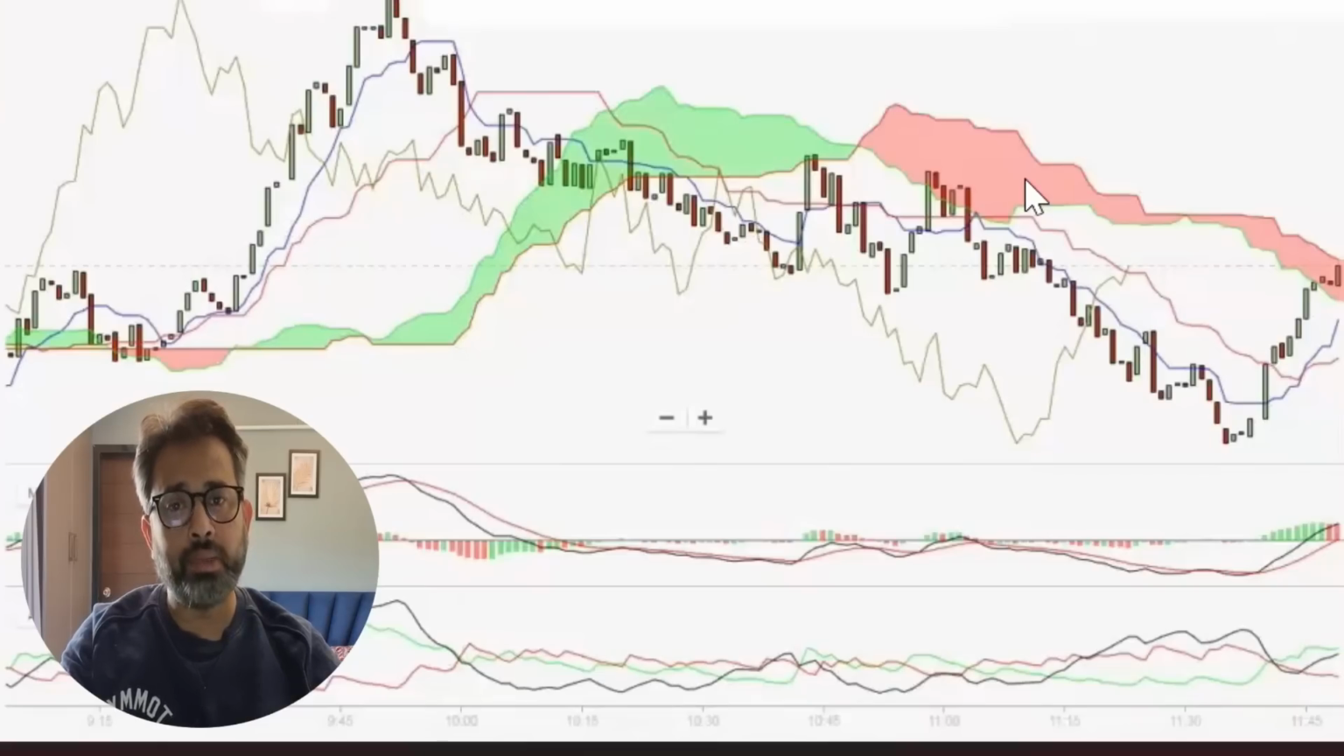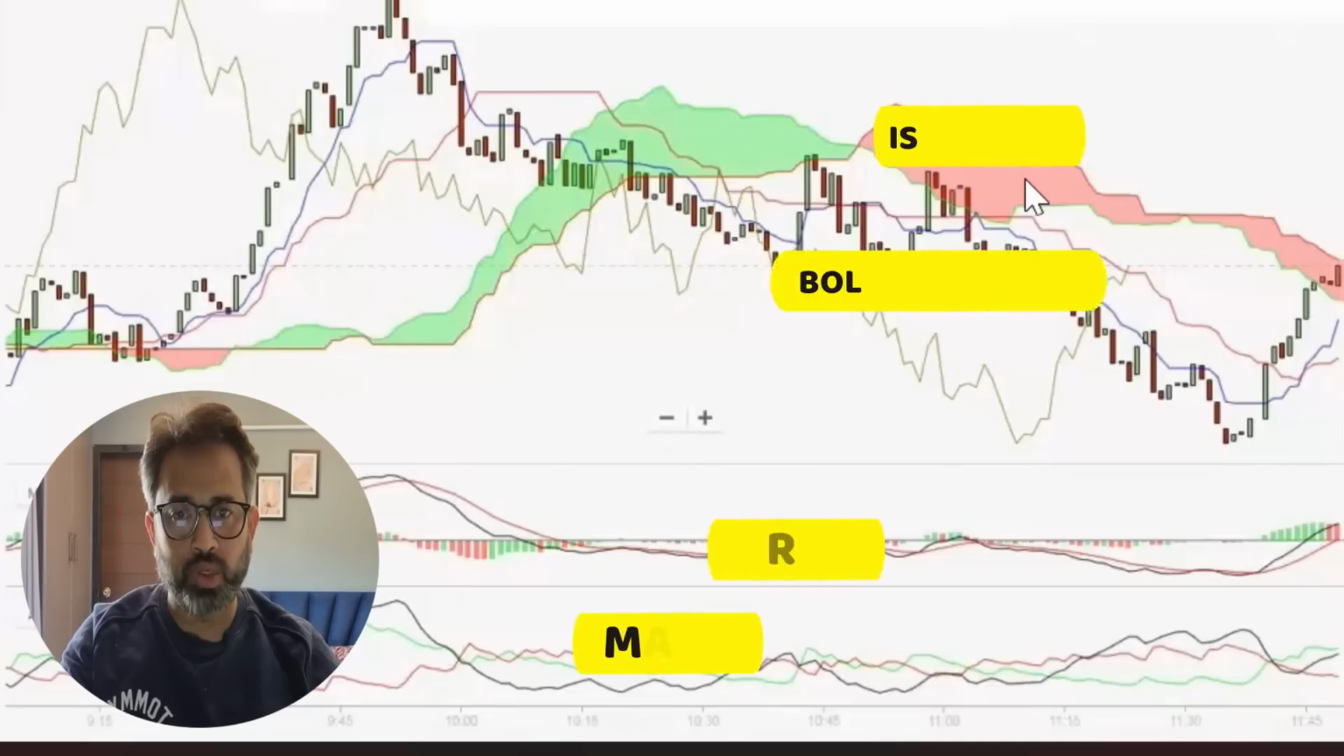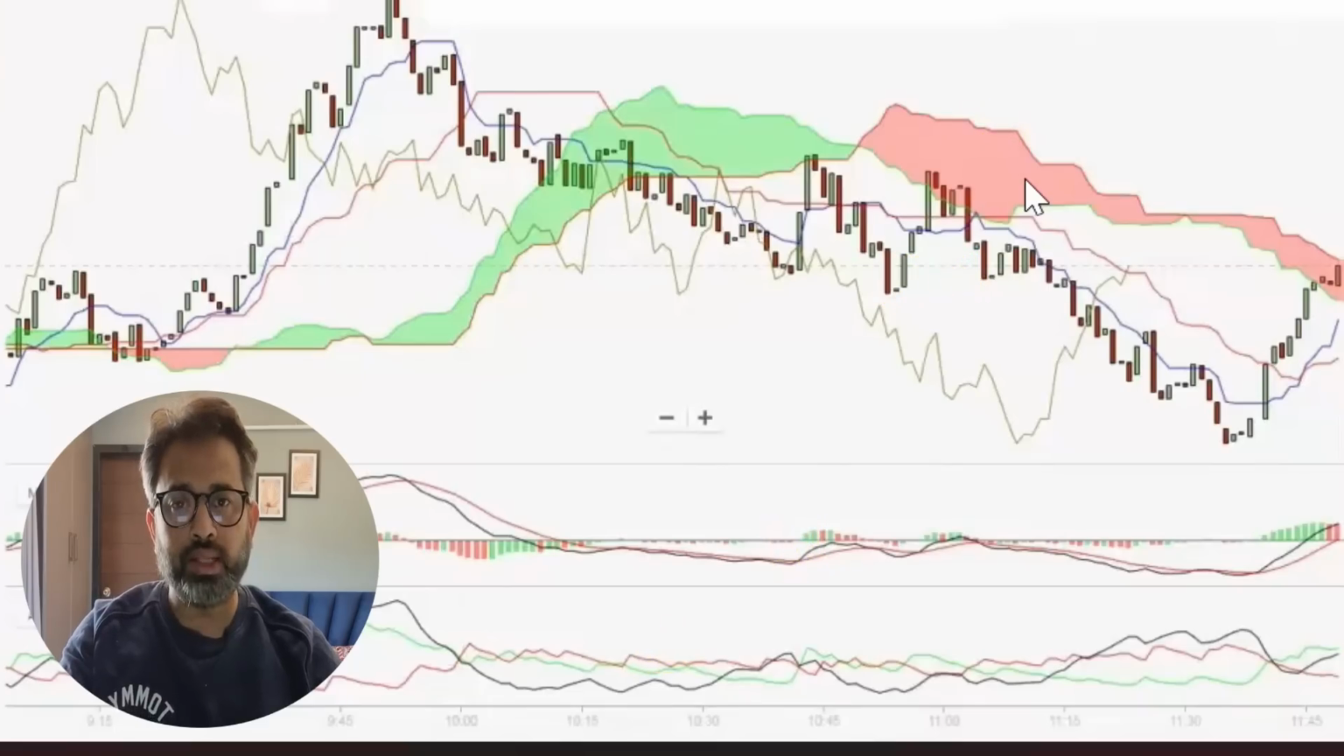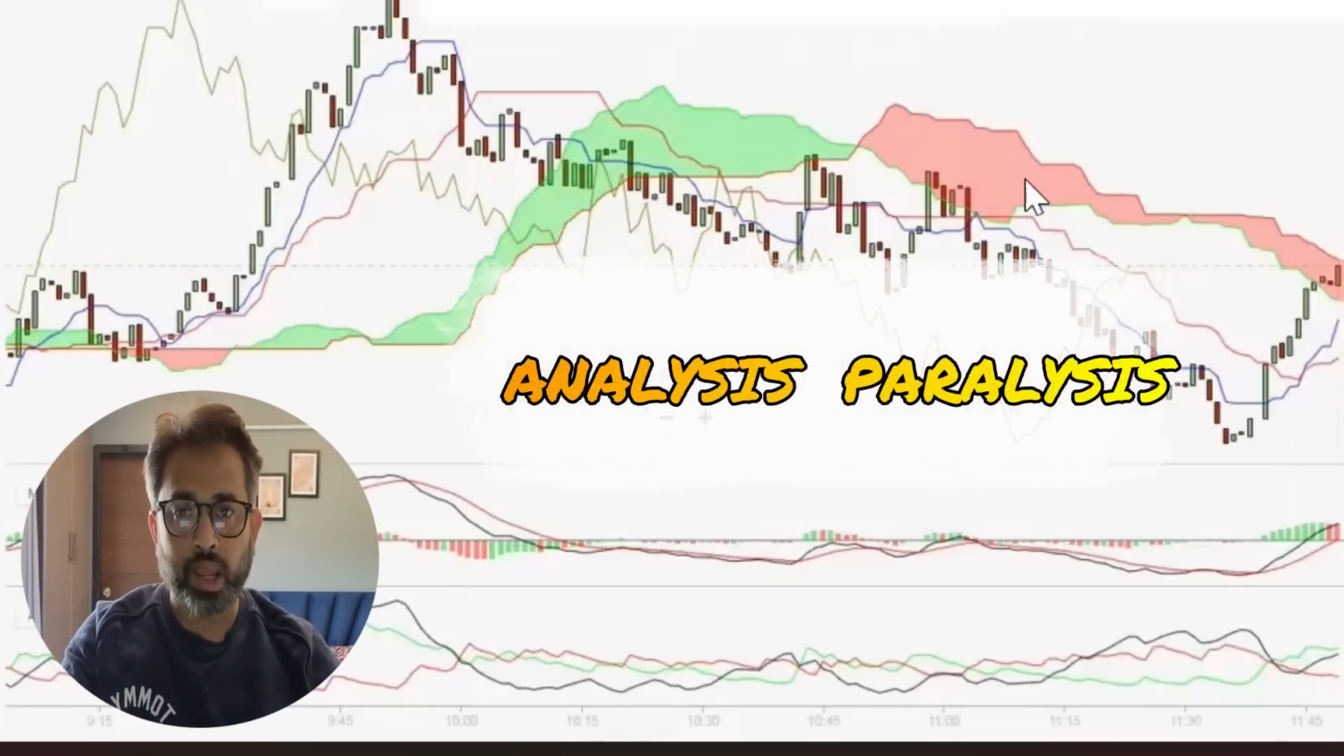When I started trading many years back, this is how my chart used to look, with so many indicators like MACD, Bollinger Bands, Ichimoku, ADX, RSI, and all these. I used to think that having more indicators would mean more information. It would give me a better understanding of the market movement. But I was wrong, because when you have too many indicators on your chart, it makes you confused. Every indicator can give you different signals, and that is why they say too much analysis can cause paralysis.